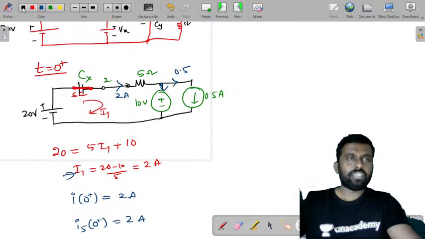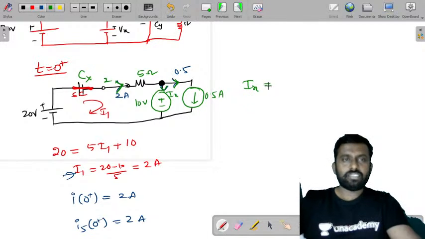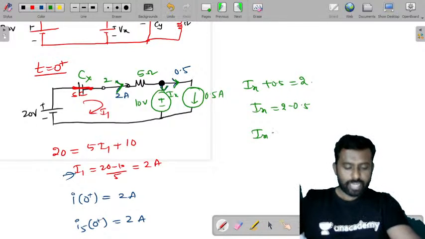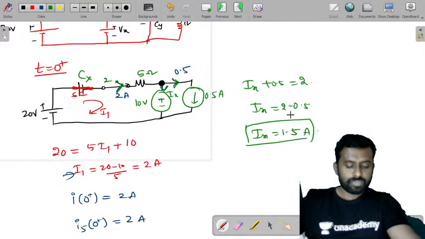And we have seen that the current entering must be equal to the current leaving. If you just look at this point, there is a current entering, that is 2 amperes. There is a current that is leaving. Let us consider this current as Ix. So what can I write? Both are leaving currents, so Ix plus 0.5 is equal to the entering 2. So Ix is equal to 2 minus 0.5. So Ix is equal to 1.5 amperes.